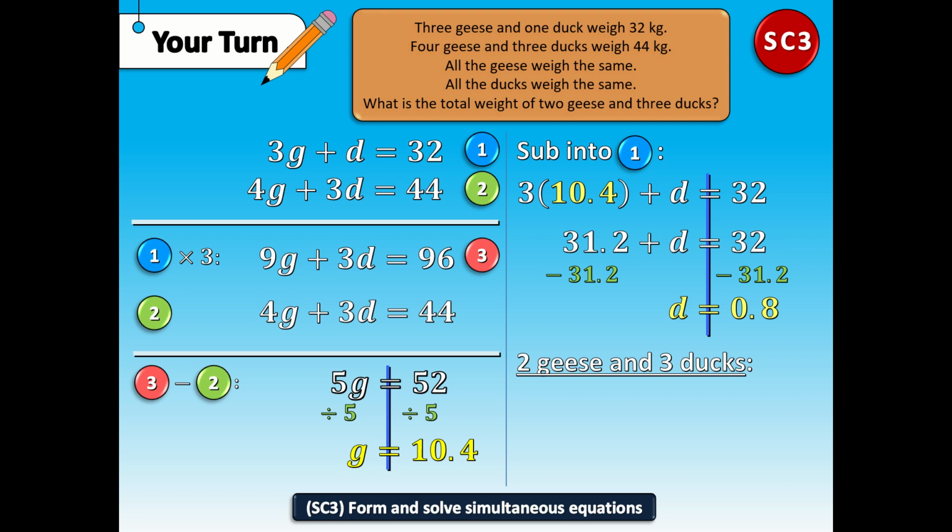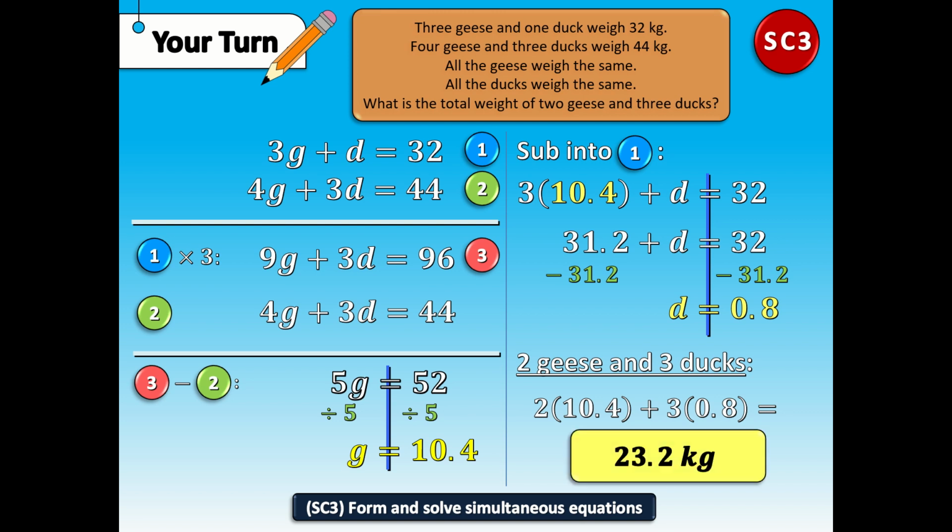So to work out the weight of 2 geese and 3 ducks, I need to do 2 lots of 10.4 and 3 lots of 0.8 and add them together. So the total weight is 23.2 kilograms.